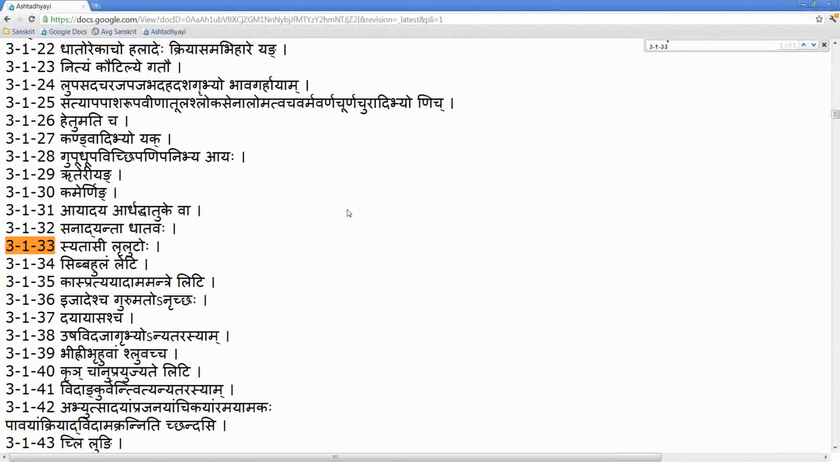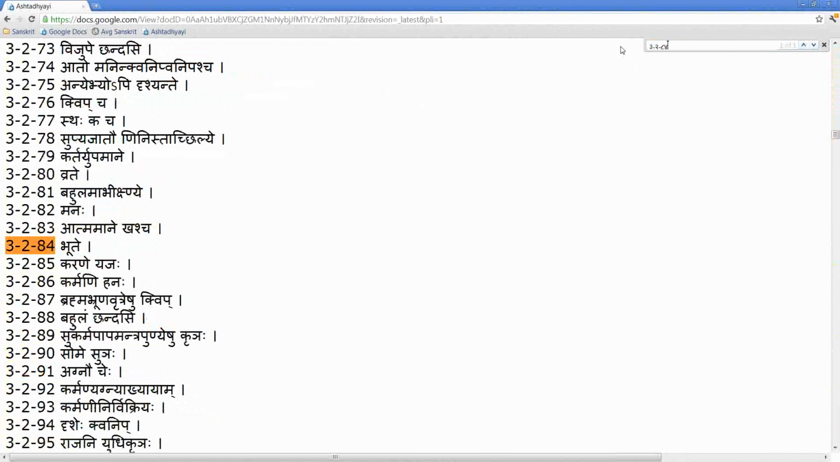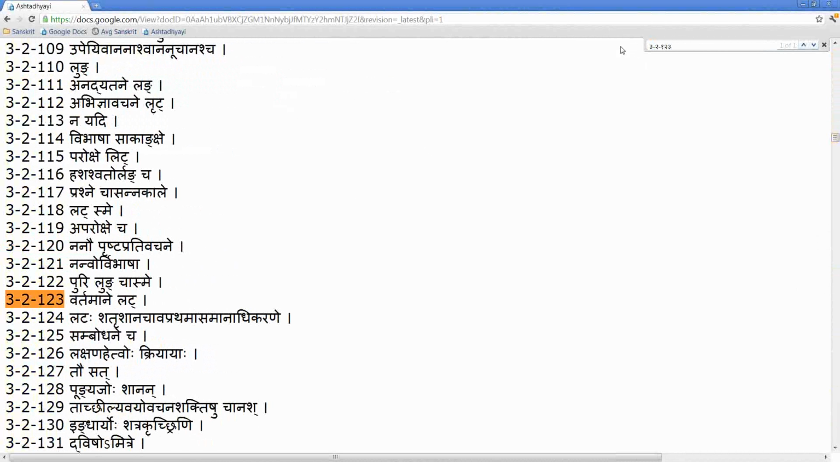So this means bhavishyati arthe. As I said to you, Panini very kindly runs the adhikara of bhute from 3.2.84, then vartamane from 3.2.123, and then bhavishyati.